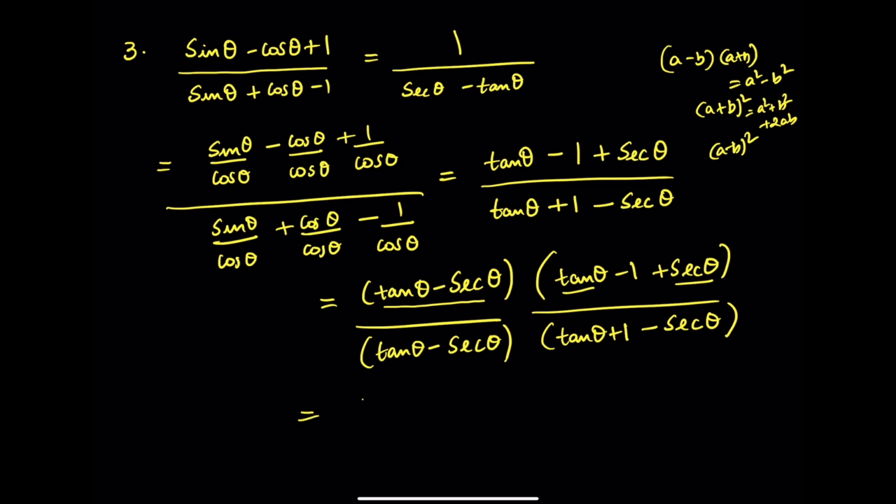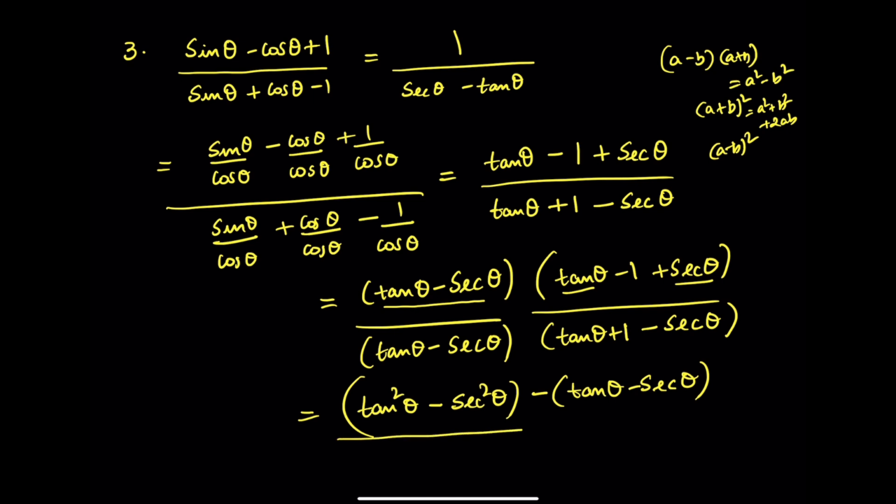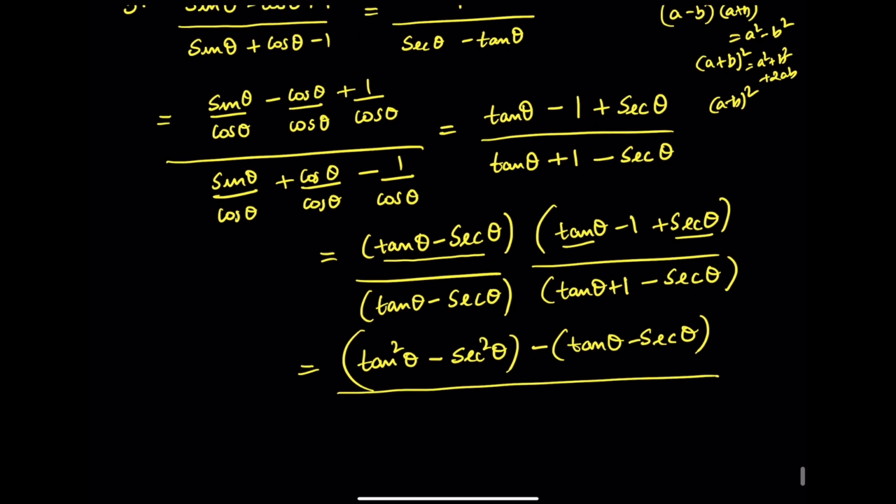So this will be tan square theta minus secant square theta, then we have minus 1 minus 1 times the whole equation again, tan theta minus secant theta divided by, the denominator remains the same, we cannot do anything with that. So this will be tan theta minus secant theta times tan theta plus 1 minus secant theta.